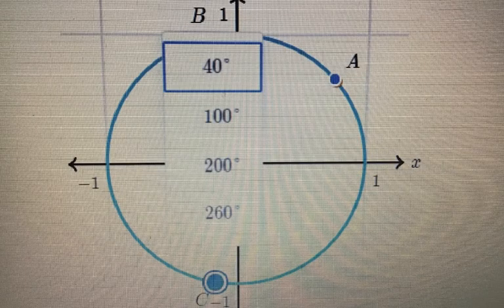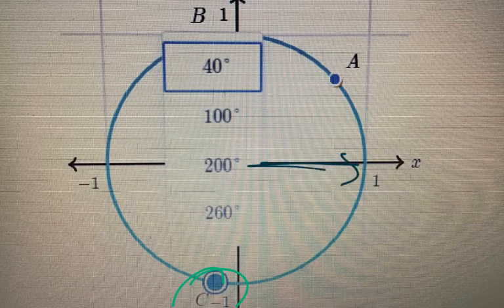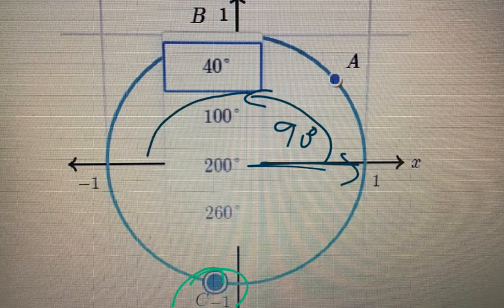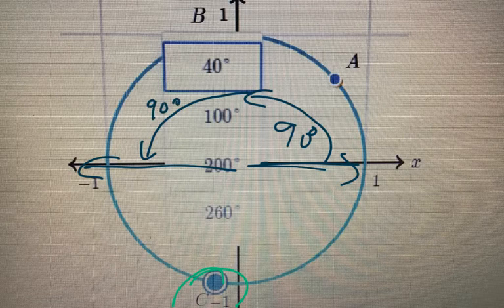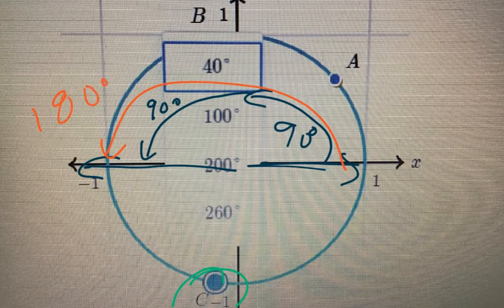All right, let's look at point C down here. Okay? Well, let's think about this. If I go from here to there, that's 90. If I go all the way pointing to the opposite direction, that's another 90. So the whole thing, hopefully you understand, is 180 degrees.